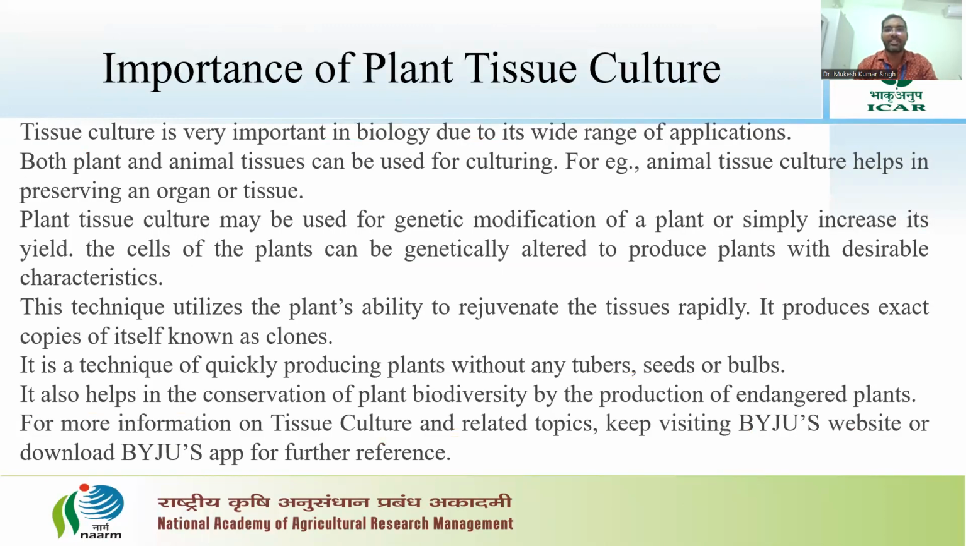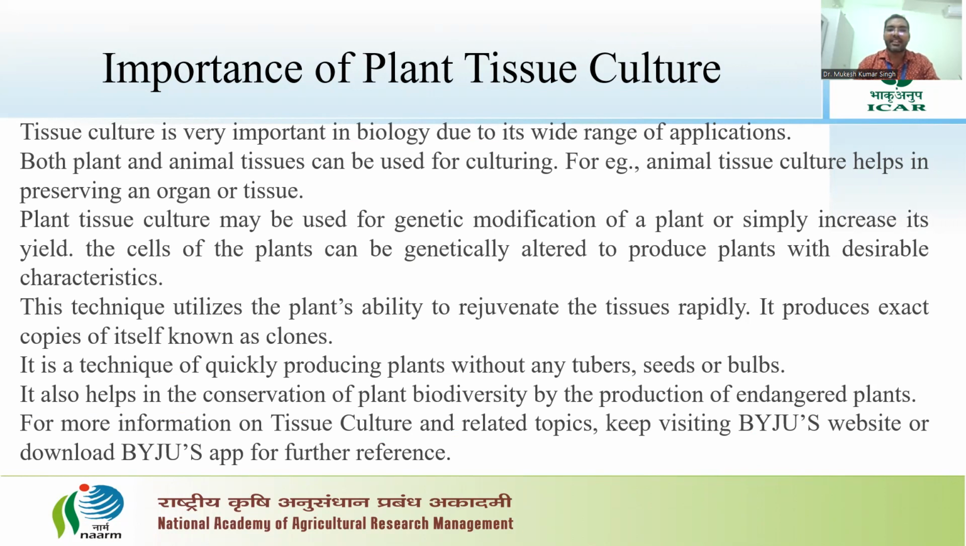Now, importance of plant tissue culture. There are several importances of plant tissue culture nowadays. It is used for plants and animals, and it is mostly used for genetic modification systems. We know about genetically modified organisms; they are regenerated or propagated with the help of plant tissue culture. Plant tissue culture has the ability to rejuvenate tissue rapidly. It produces an exact copy of itself, like a clone.